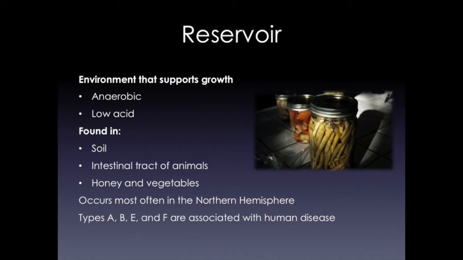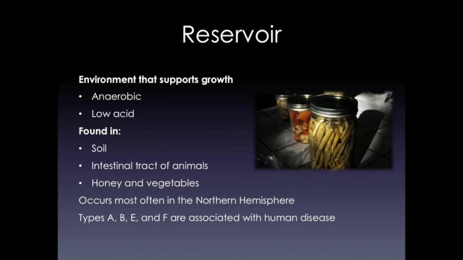The reservoir for Clostridium botulinum is one that will support growth. It needs to be anaerobic, or without the presence of oxygen. Another requirement is that the environment needs to be low in acid. Examples of places that this bacteria would be found in are the soil, intestinal tract of animals, honey, and vegetables. And specific vegetables such as asparagus, green beans, corn, and beets that are canned have an increase of risk for botulism because of their low acid content.